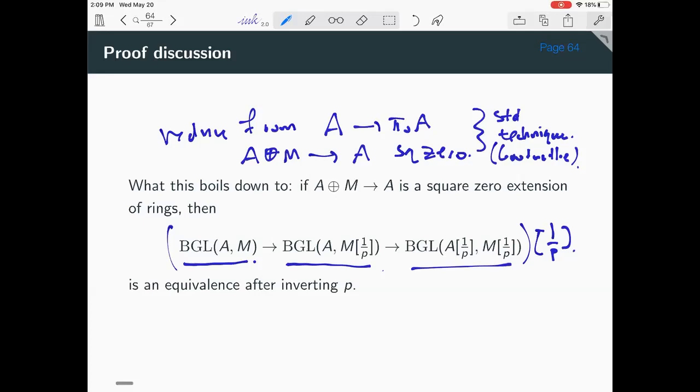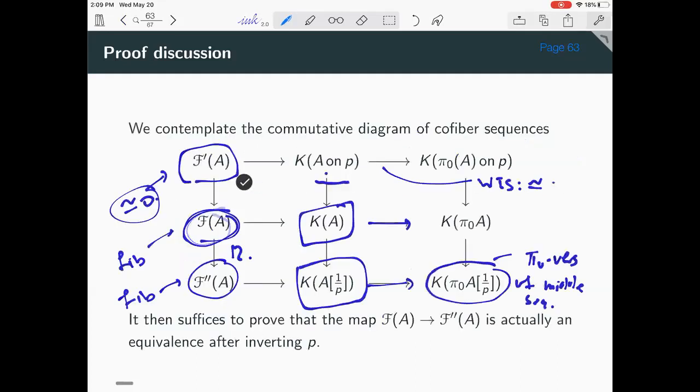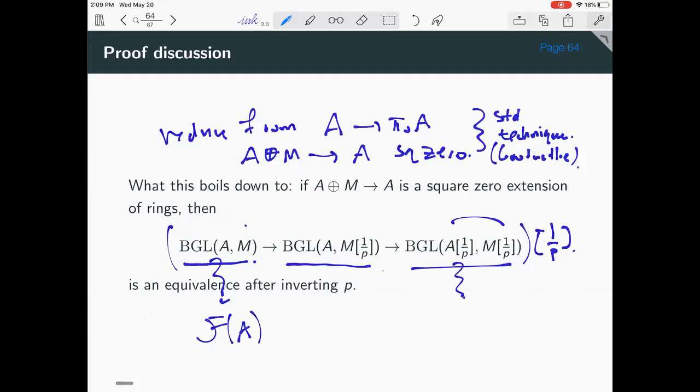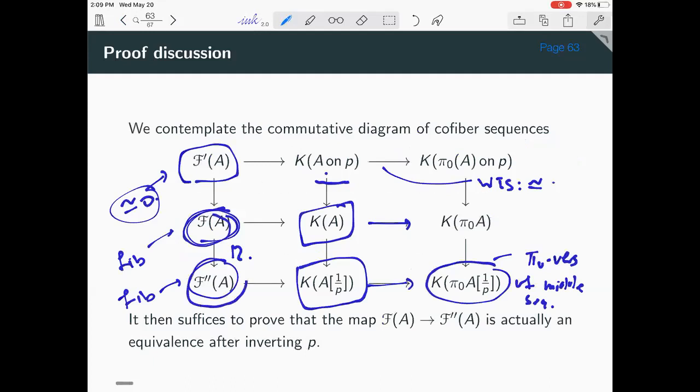Okay, right. So this is what, after the appropriate plus construction or whatever procedure, gives you this F of A, which appears here, and this thing gives you F'' of A, which appears as the fiber below.